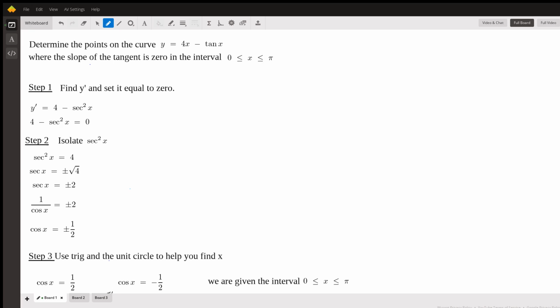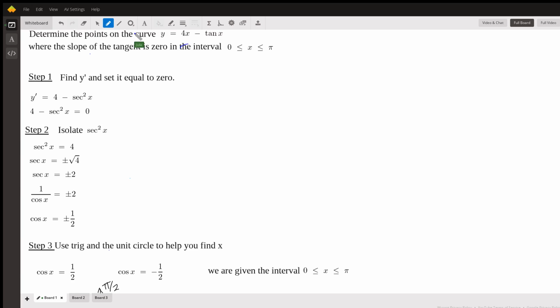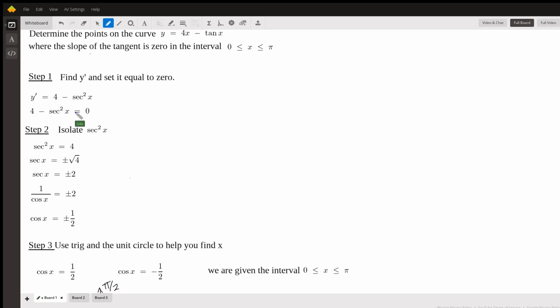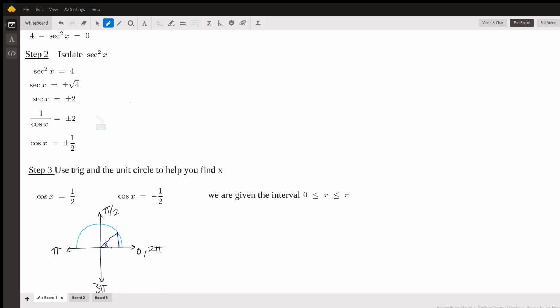And that is because the derivative of 4x is 4 and the derivative of tan x is secant squared x. Now we set that equal to 0, so we get 4 minus secant squared x equals 0. The next step, we're going to isolate the secant squared x. So secant squared x equals 4.